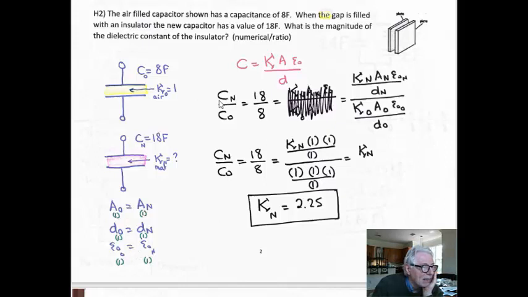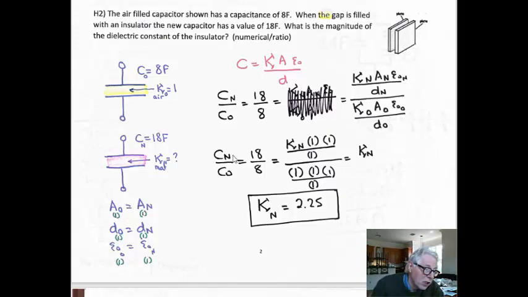Then let's do ratios. When we're doing a ratio, we always do this layout where we say the new capacitance over the old capacitance is equal to 18 over 8. I didn't leave myself enough space when I did this, so I forgot to put the D in. So I go to this equation: it's the new dielectric constant, my new area and my new epsilon naught, over my new separation, divided by my old dielectric constant, my old area and my old epsilon naught, over my old separation.